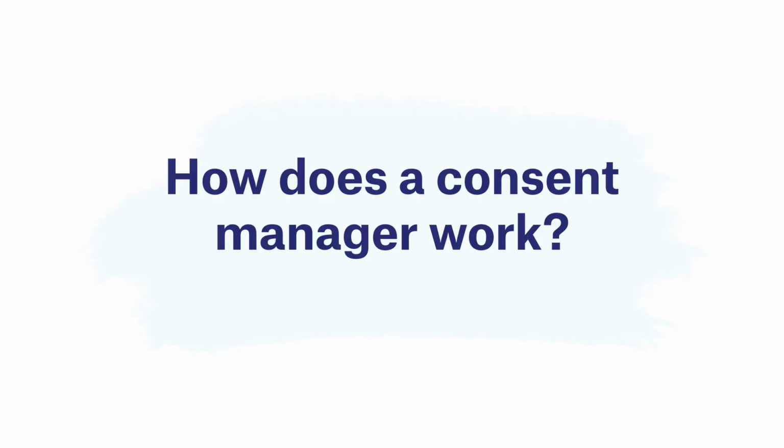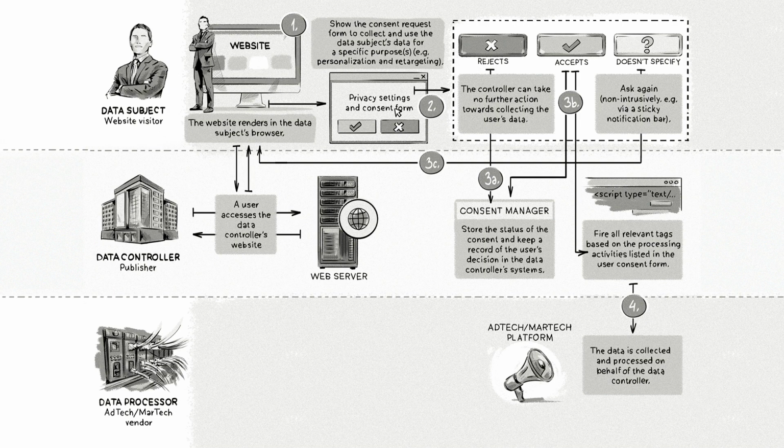Now, when it comes to displaying a user consent form and managing user consent, the easiest way to do it is with a consent management platform, CMP, as I mentioned before. Now, of course, there are many ways in which a consent manager can work from a technical point of view, but we're going to look at the basic flow of that now. The whole process starts when a data subject, in this case a website visitor, accesses a website. The website renders in the data subject's browser, and they are shown a consent form asking whether the website can collect and process their data for a specific purpose, for example personalization and ad retargeting.